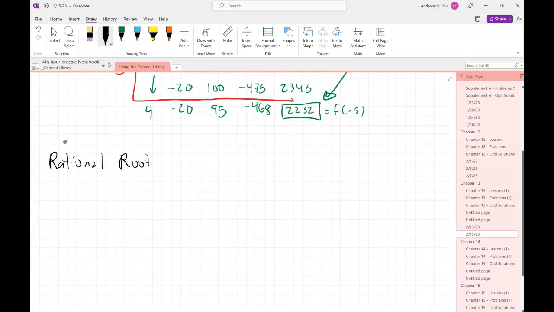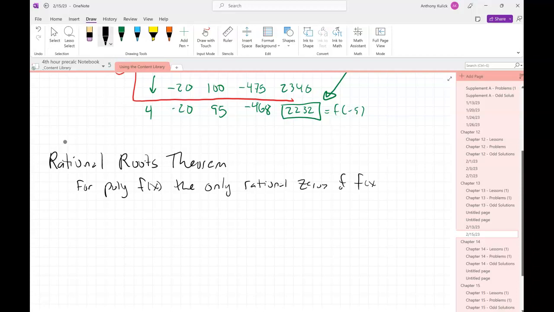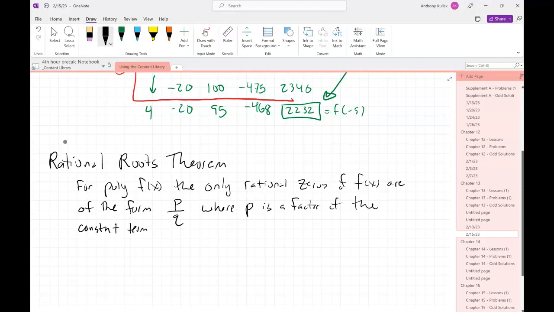So we'll start with something called the rational roots theorem. It says for a polynomial f of x, the only rational roots, or I should say zeros, of f of x are of the form p divided by q, where p is a factor of the constant term and q is a factor of the leading coefficient, which I abbreviated LC.